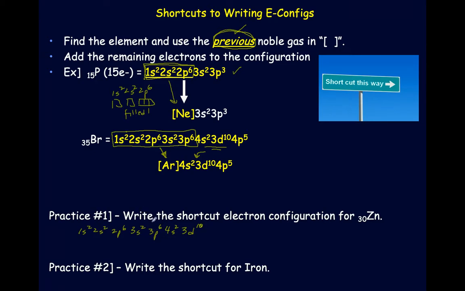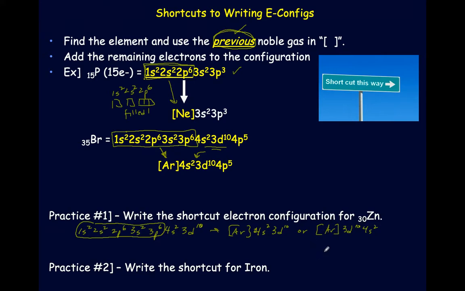Now we can look at the previous noble gas here, which would be argon. So we can say the shortcut for zinc is argon 4s2 3d10. You can also put the 3d10 beforehand, so you can write this as argon 3d10 4s2. That's also possible, and that's okay if you do that.